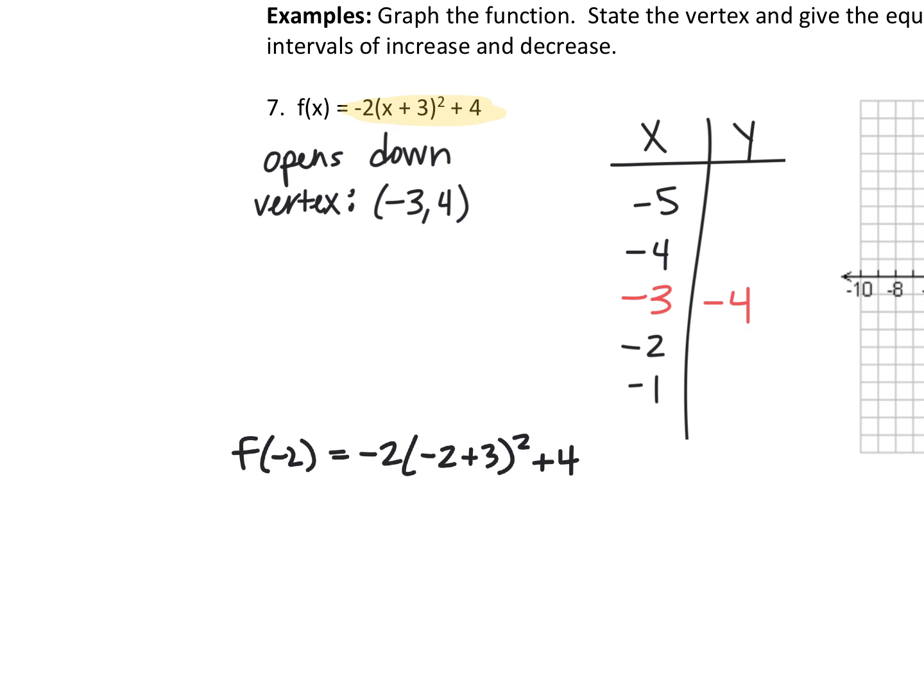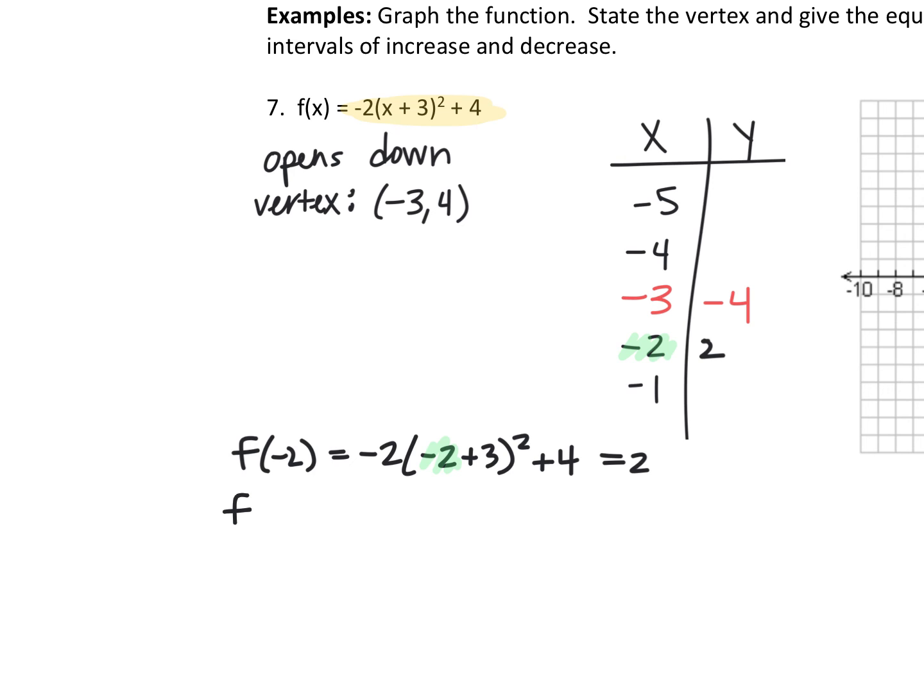You could try and do this in your head, or you could type it all in a calculator. I know that -2 plus 3 is 1. 1 squared is 1. 1 times -2 is -2. -2 plus 4 is 2. So that would be how I could get my y value here. Because I plugged in, just so you see it, I took this x value and put it in that spot. And you just have to do it one more time because these should be the same, because it's a mirror image.